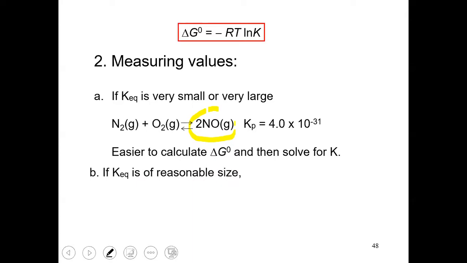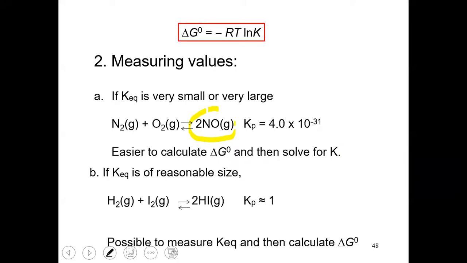Now let's say that the equilibrium constant is of a reasonable size. For example, this reaction that I'm showing you here has a Kp that's approximately 1. Well, in this case it is possible, because the values of the pressures are going to be within reach of our measuring instruments. It is possible to measure the equilibrium constant and then use the equation on the top to calculate delta G naught. So you can see where this equation allows us to calculate one when the other one might be easier to measure.